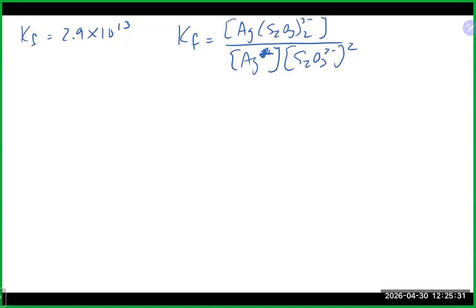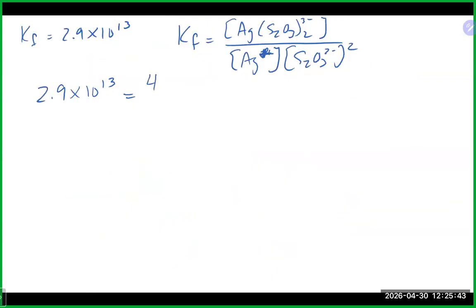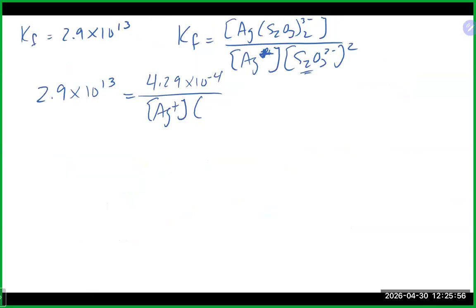Now we could put in our numbers just like before. We would get 2.9 times 10 to the 13 equals, and from that first ice table, we had 4.29 times 10 to the minus 4 for that guy. Divided by the silver concentration. And for this guy, again, from that first combined ice table there, we had 2.86. And here we would square it. Once again, we're going to swap spots there. And we would end up with this.